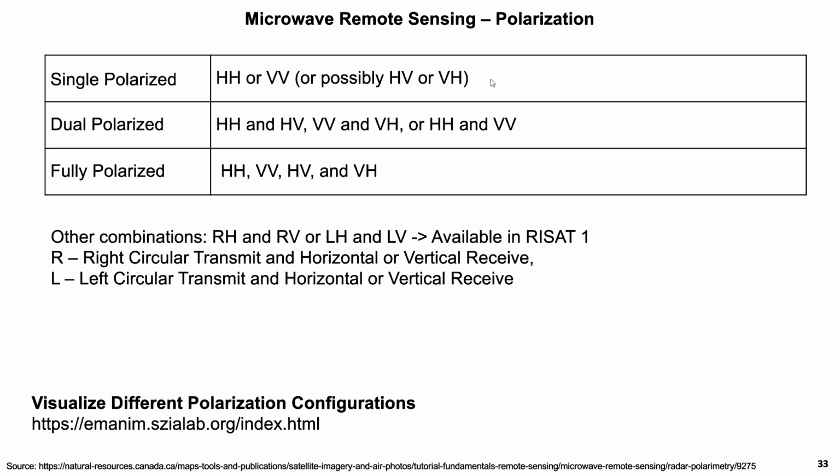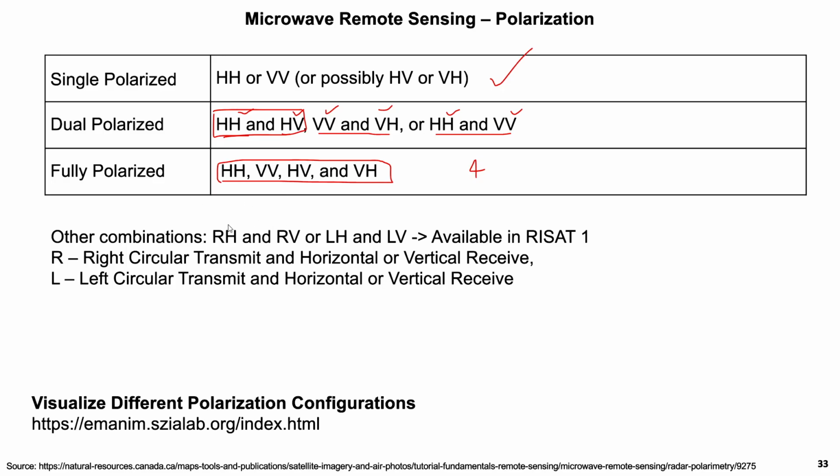So if I say microwave data is single polarized, it will be HH or VV or HV or VH. Any one image only you will get. And if it is dual polarized, you will get two sets of images. You will get HH and HV, VH and VV, or HH and VV. So these are the three sets of data that you may expect when you go for a dual polarized image. When you say the sensor is fully polarized, you will get all four polarizations. You will get four images for the same area.